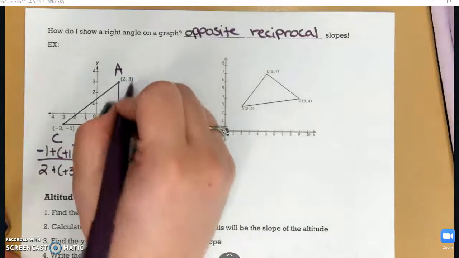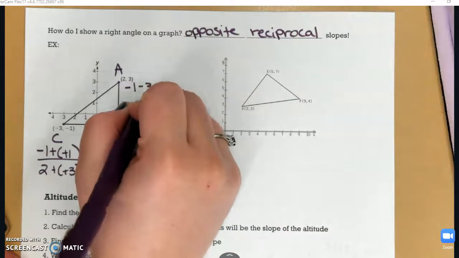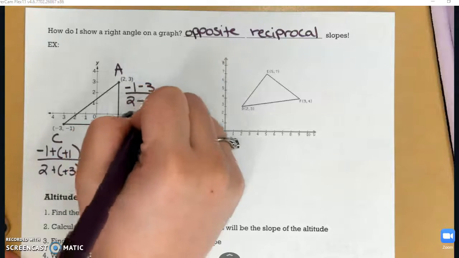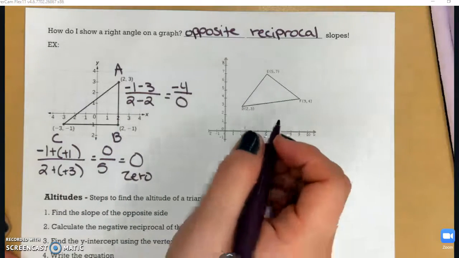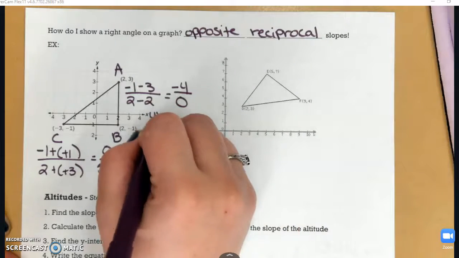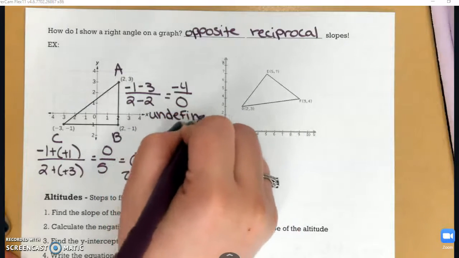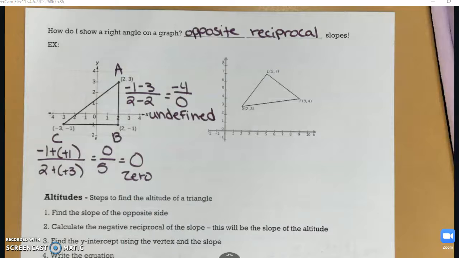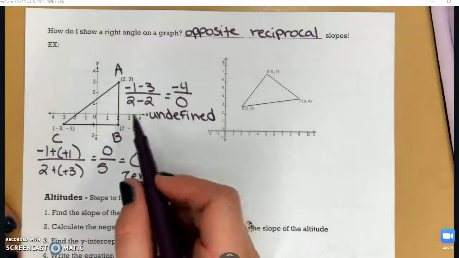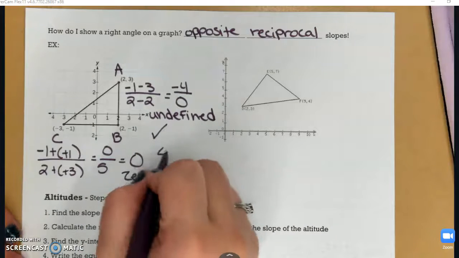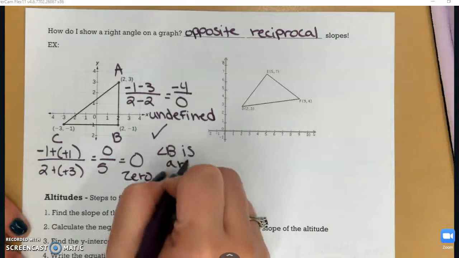Again, I'm going to do y2 minus y1 over x2 minus x1. And I'm going to get negative 4 over 0. Uh-oh, what happens when I divide by 0? It becomes undefined. And this is a vertical line. Again, I could have seen that from my graph, but a 0 and undefined slopes, those are actually opposite reciprocals of each other because 0 is going from my numerator into my denominator. So these are perpendicular, and angle B is a right angle.